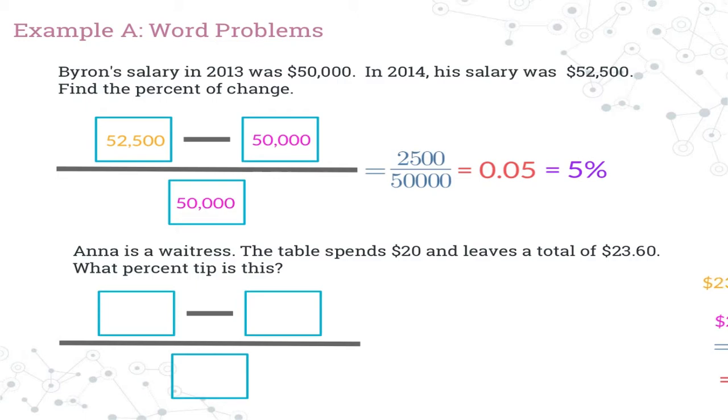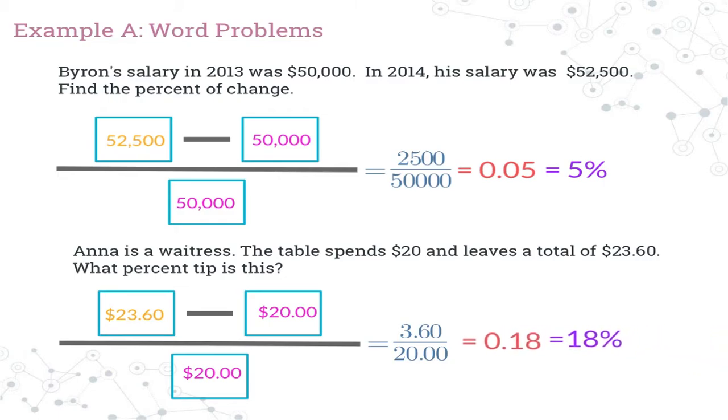So the new amount is going to be $23.60 because that's the amount after the bill. The old amount is going to be $20, so we're going to put that in our old amount on the top and the bottom. We're going to do some subtraction. $23.60 minus $20 is going to give us $3.60 divided by 20. And then we're going to do some division. 3.6 divided by 20 is going to give us this decimal 0.18, but again, it's not decimal of change, it's percent of change, so we'll move our decimal 2 places to the right, and we're going to get 18%, so she was left an 18% tip.